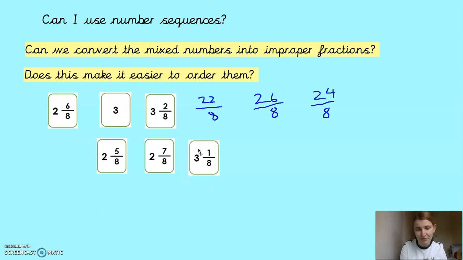But if you turned it into an improper fraction to help you, you'd have had, let's double check, 2 times 8 is 16, add 5, 21/8. This one would have been 16 and 7, 23/8. And this one would have been 3 times 8, 24, add the 1, 25/8. Alrighty. So turning it into an improper fraction, I think, makes it a lot easier. It's an extra step, but then it makes it easier for us to spot the pattern.